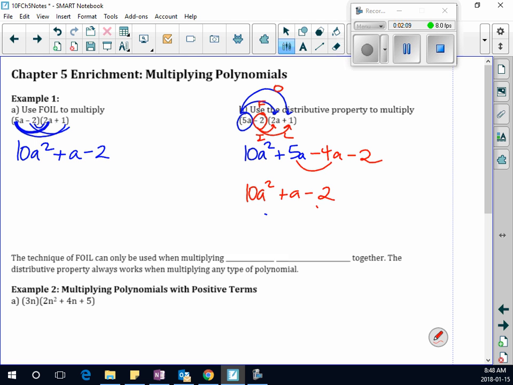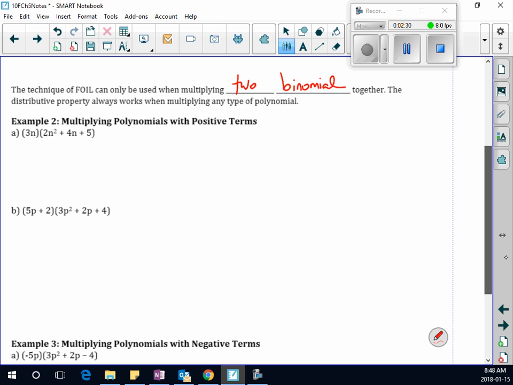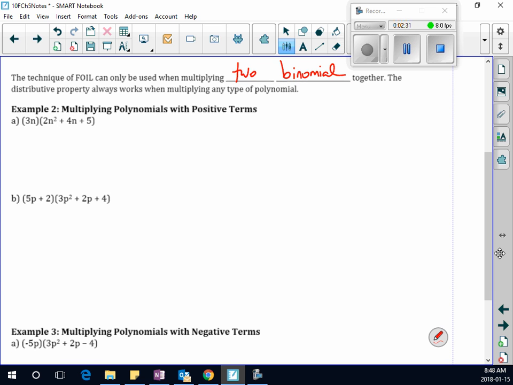So here's the thing. The technique of FOIL can only be used when multiplying two binomials together. That's the only situation that you can actually use FOIL. So the distributive property always works, no matter what. Although you're doing distributive property, you could in fact be doing FOIL when you have two binomials. But what I'm trying to make clear here is that distributive property will work for all of them.